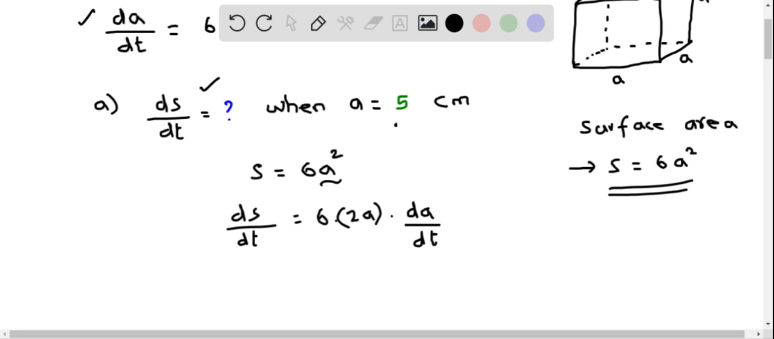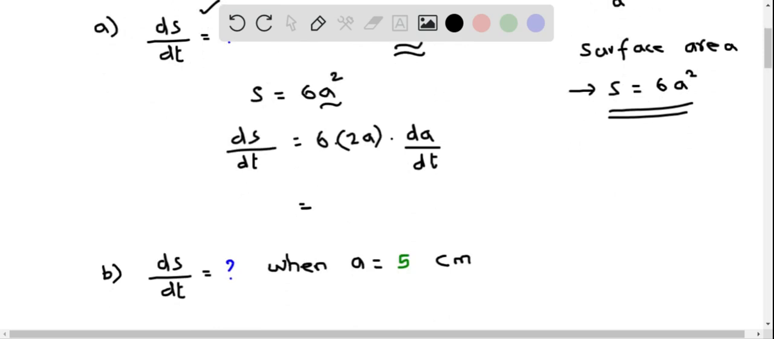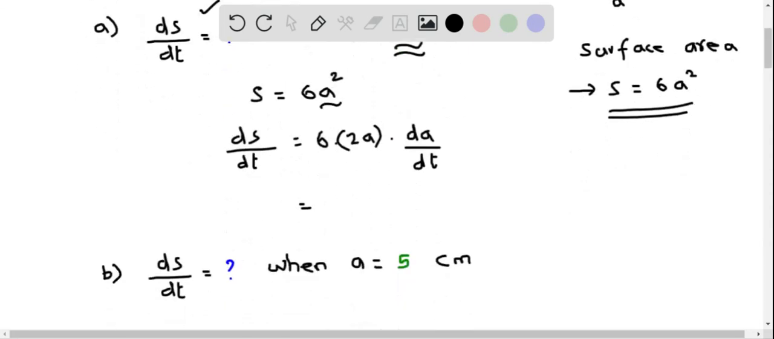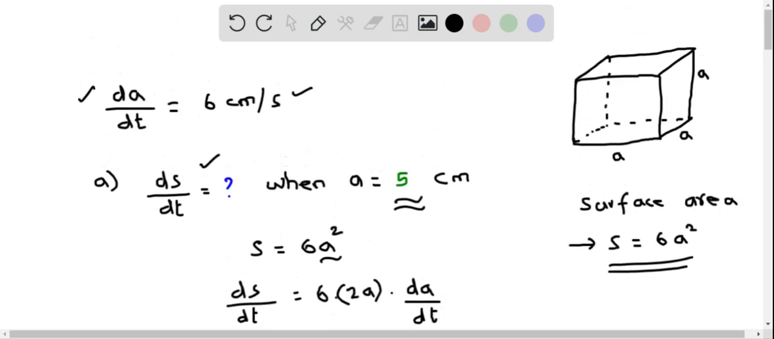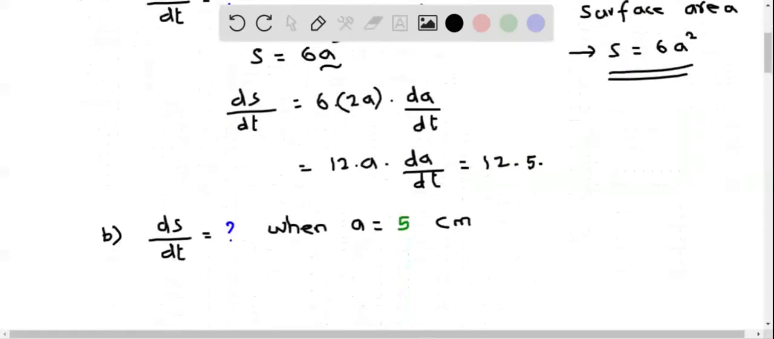Now we will have to substitute a equal to 5 centimeter into this equation, and also dA over dt equals 6 centimeter per second into this equation. So therefore this becomes 6 times 2, which is 12, times a times dA over dt. So let's substitute a equals 5 here. So it is 12 times 5, and dA over dt is 6. So let's replace dA by dt as 6.